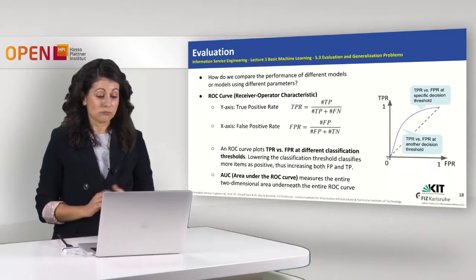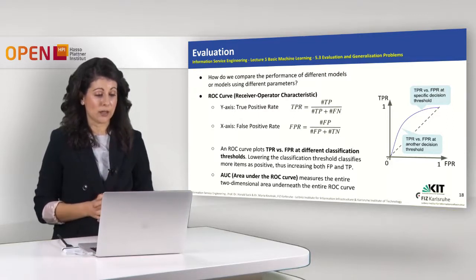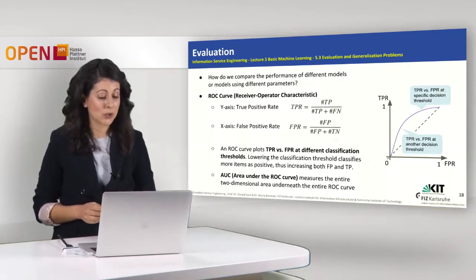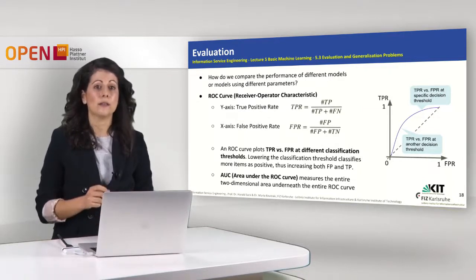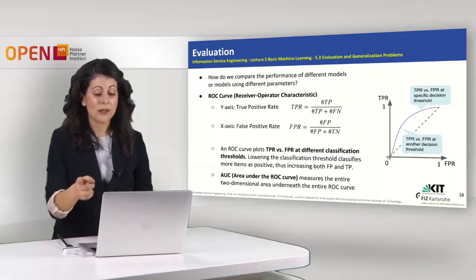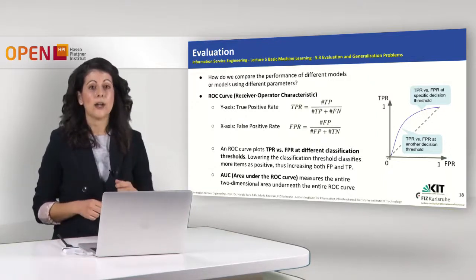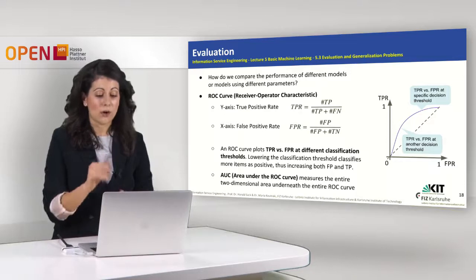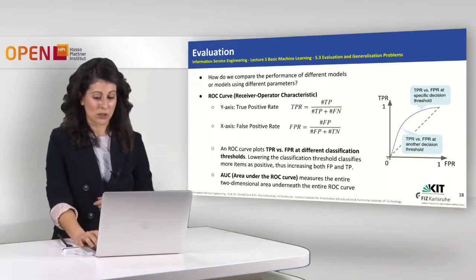Another nice feature we can use for the evaluation of the result is the AUC, which is the area under the ROC curve that you see here, which actually measures the entire two-dimensional area under the ROC curve. And we can use this as well.